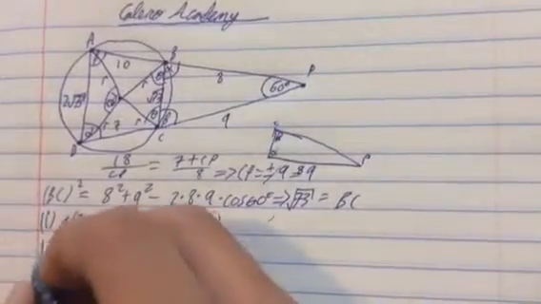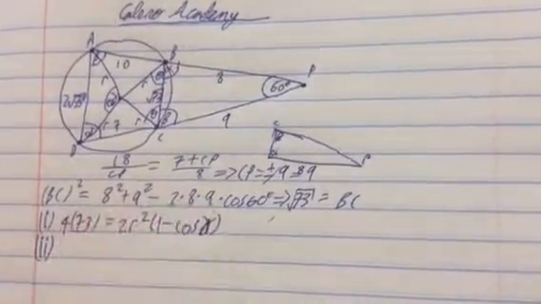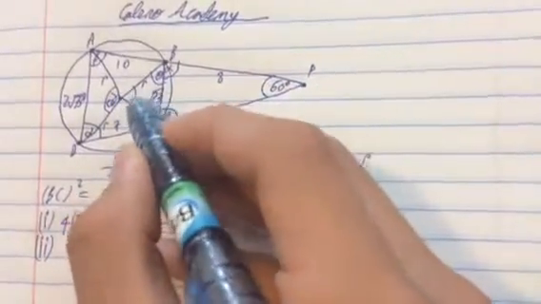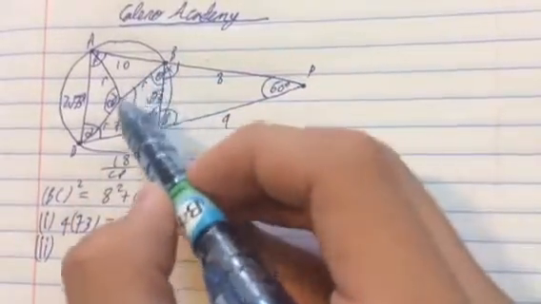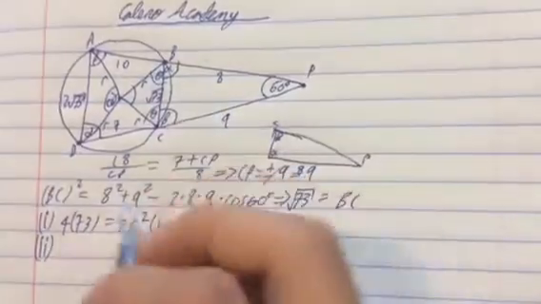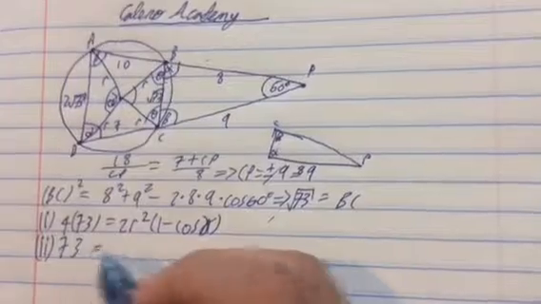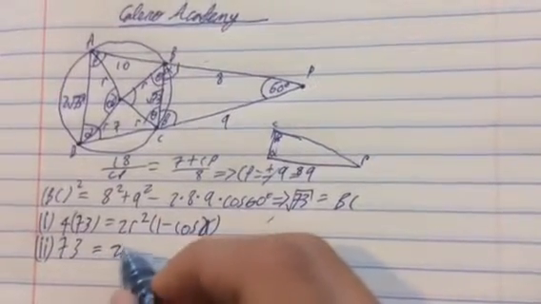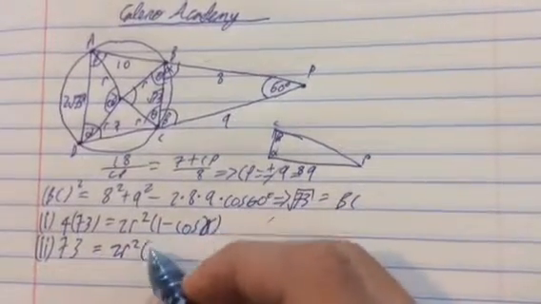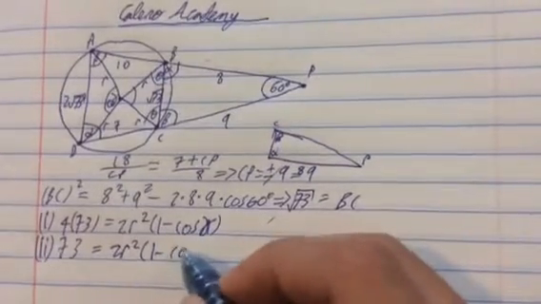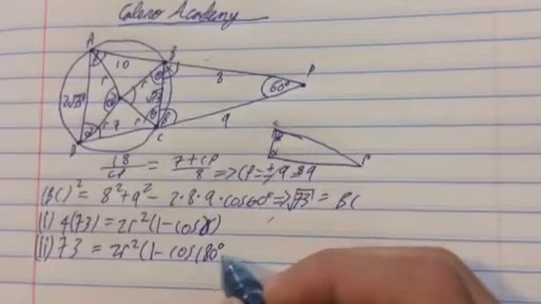Now, equation 2. Let's operate on this central angle now. This central angle is simply equal to 180 degrees minus 2 theta from arithmetic. So 73 is equal to 2r squared times 1 minus cos of 180 degrees minus 2 theta.